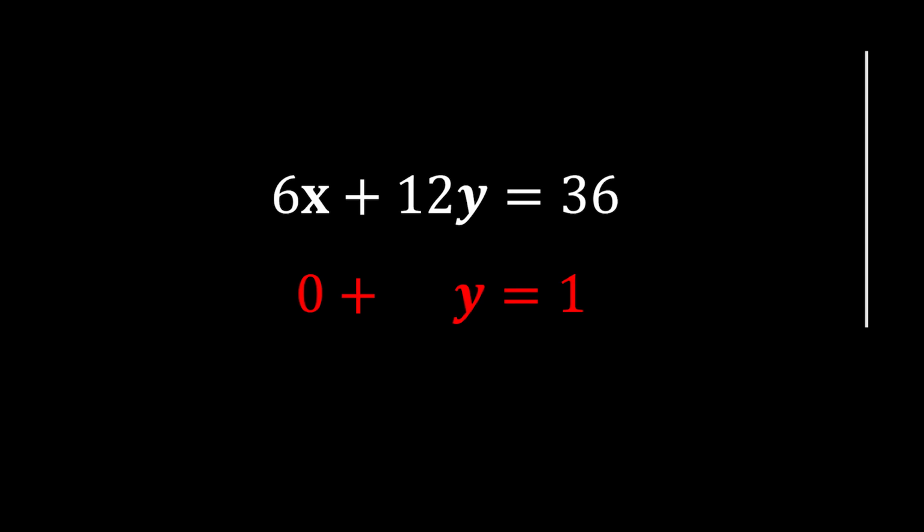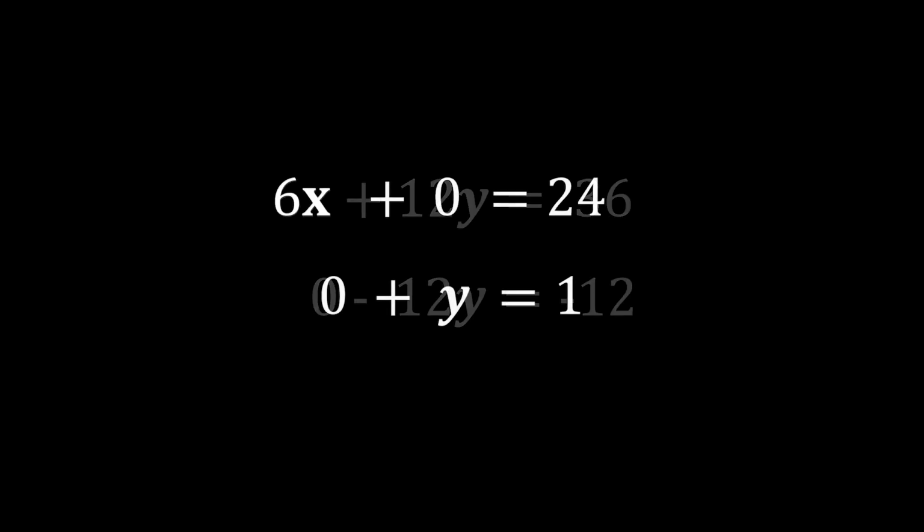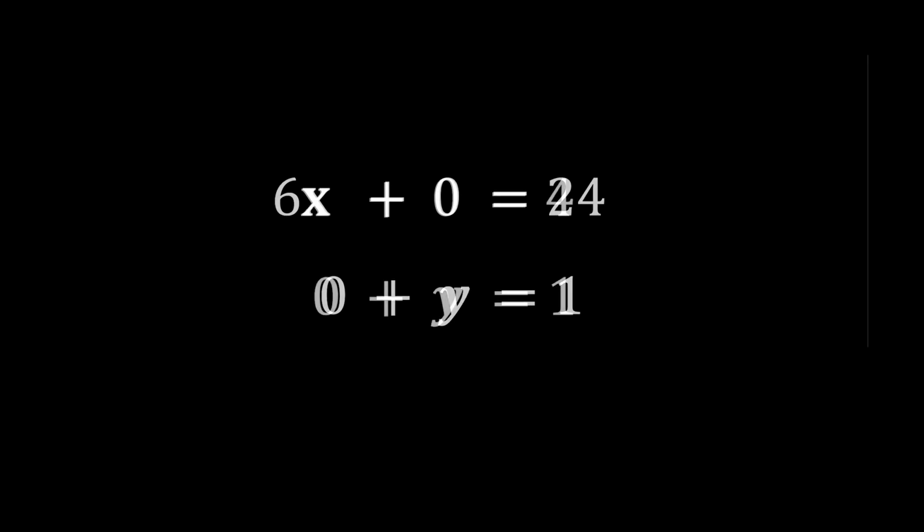Now that I know what y is, I could use substitution and plug it into my top equation. However, we're using elimination here. So what I'm going to do is try to use my bottom equation to cancel out the y in the top equation. So what I have to do here is multiply my bottom equation by -12 and then add it to my top equation. To simplify even further, I'll divide the first line by 6.